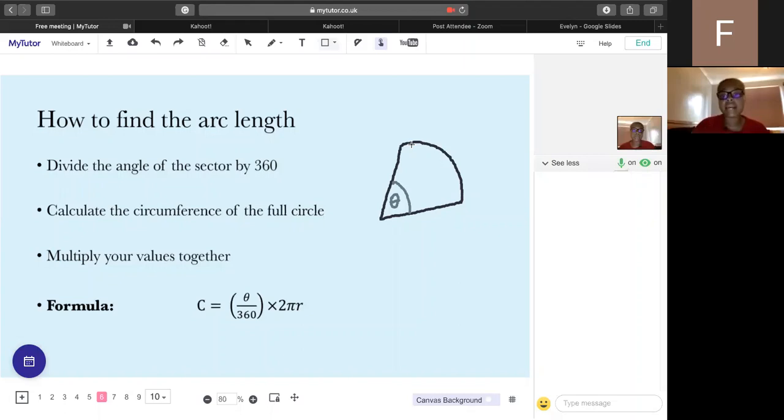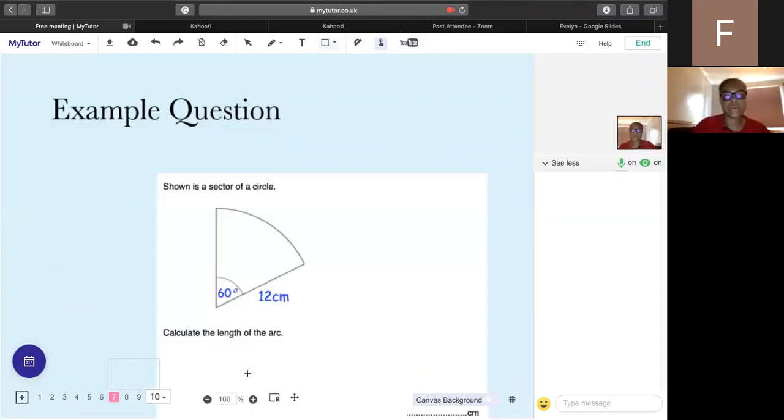So we take the angle from the sector and we divide it by 360, and then we multiply it with the circumference of the entire circle. So we are going to go through a quick example question for this as well, and hopefully it should make a bit more sense when we go through this question.